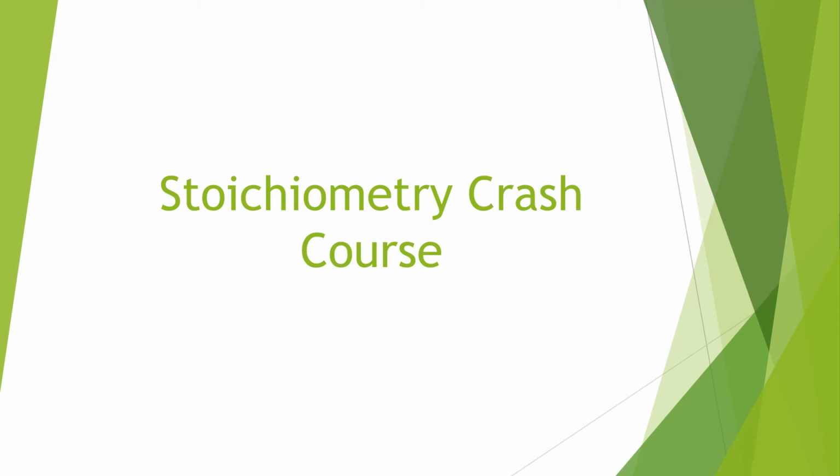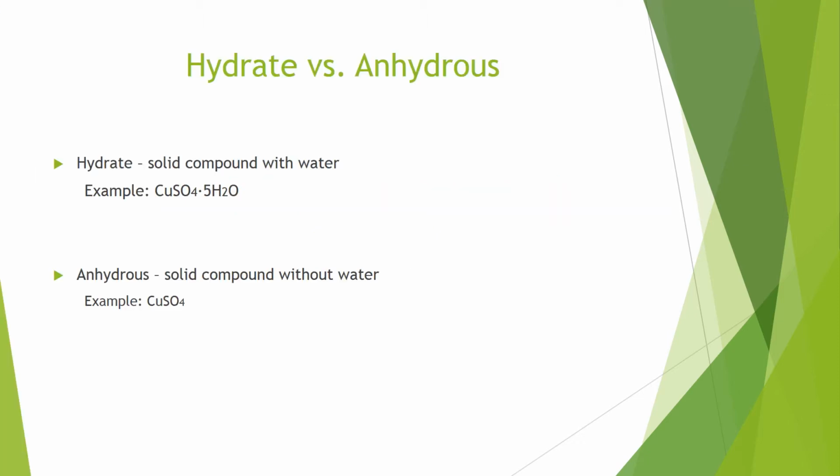Hey guys, so this is our stoichiometry crash course. First thing you need to know about stoichiometry is a hydrate versus an anhydrous compound. Remember that hydrates are compounds that are actually with water. So, for instance, you have copper sulfate with 5 dot waters that are within there.